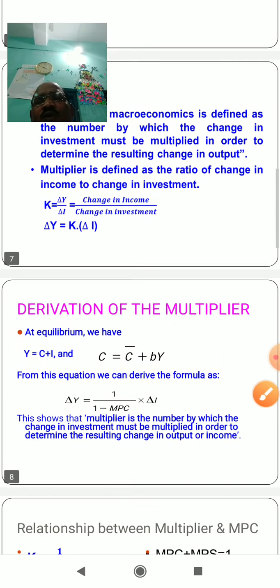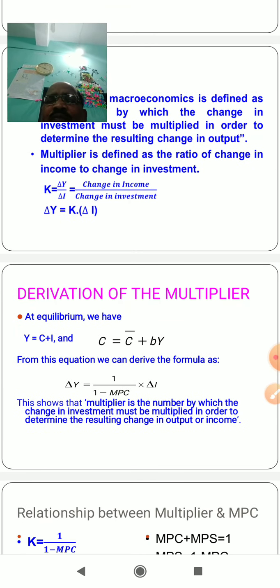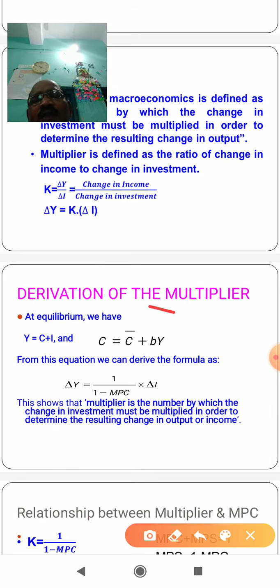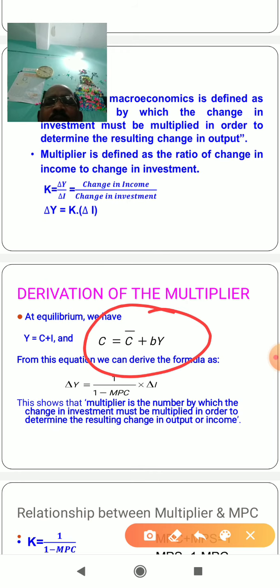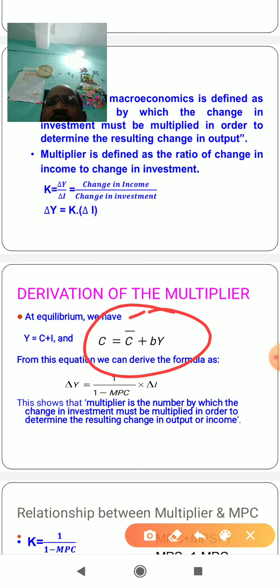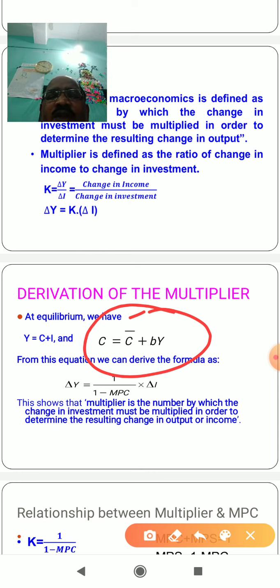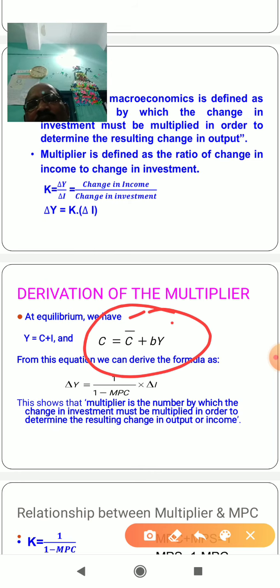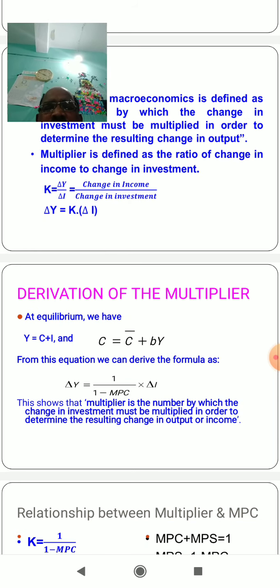You know that Y is equal to C plus I, that is consumption plus investment, and C is equal to C bar plus bY. What is C bar? C bar is autonomous consumption, meaning the consumption at zero level of income. This is b. What is b? b is the marginal propensity to consume.